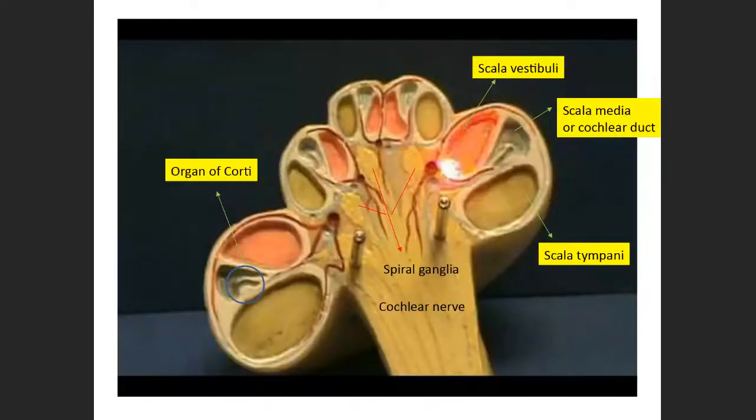Okay, so this funny looking thing you see here and here and here is the organ of Corti inside the scala media. The membrane that separates scala media from scala vestibuli is the vestibular membrane. So this right here is vestibular membrane. This right here is vestibular membrane. This will be vestibular membrane.